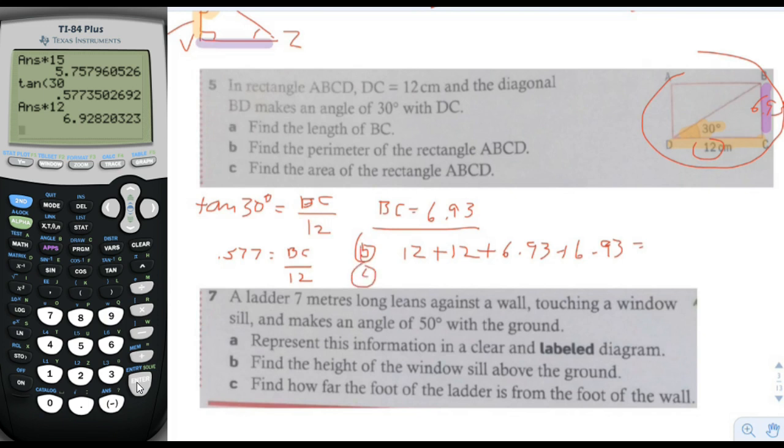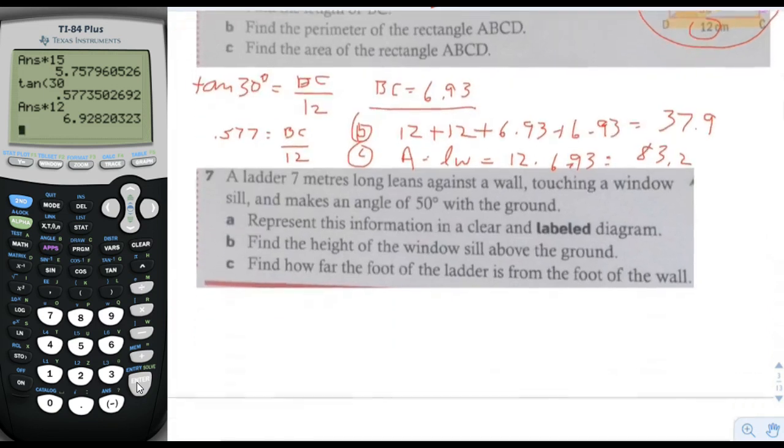It says to find the area of the rectangle ABCD. Well, remember, the area is equal to length times width. Length would be 12, width would be 6.93, so we'll just multiply 12 times 6.93, and then we'll get the area. I'll just do this for you with an offline calculator. So it would be 24 plus 6.93 plus 6.93, and then we'll get 37.9. And then 12 times 6.93 gives us the area, which is 83.2.